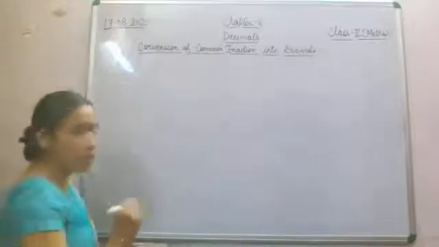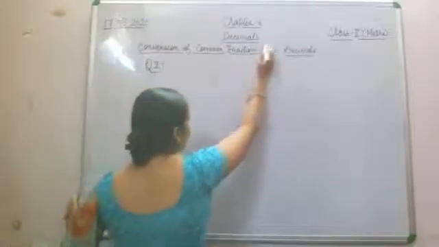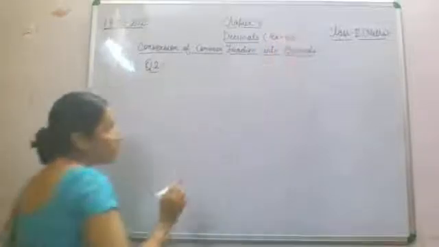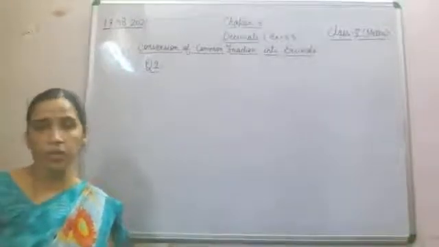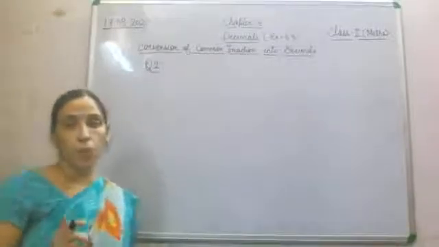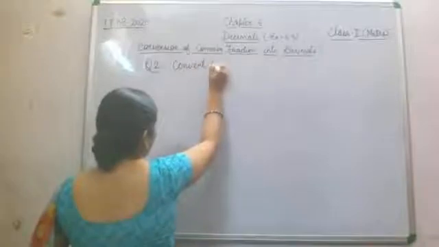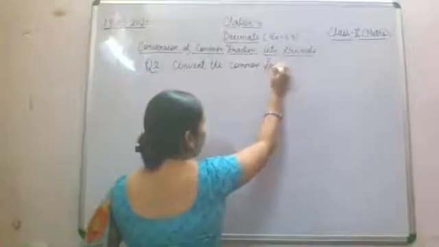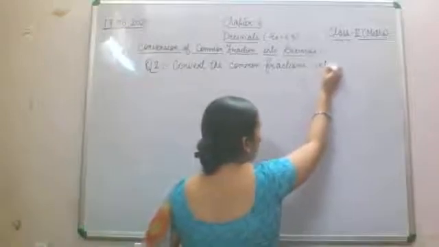So let's start question number 2 of exercise 6.4. Now we are going to start this exercise 6.4. So let's start this. Now what is there? Question number 2, convert the following common fractions into decimals. You are supposed to convert the common fractions into decimals.